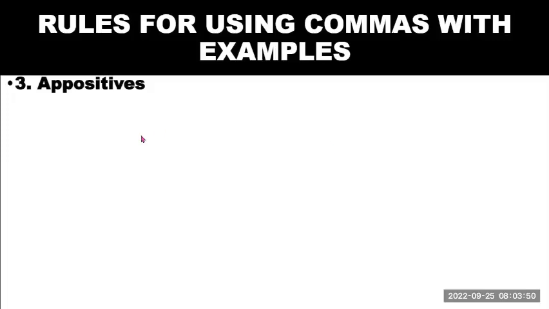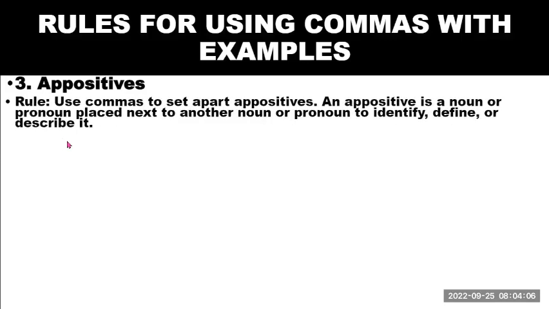Appositives. Again, while we learn the use of commas, I also want you to take note of some grammatical structures that we cover in this lesson. An appositive, of course, is a grammatical structure, and the rule states that we should use commas to set apart appositives. What is an appositive? An appositive is a noun or pronoun placed next to another noun or pronoun to identify, define, or describe it. And so an appositive is a structure that eliminates a linking verb.